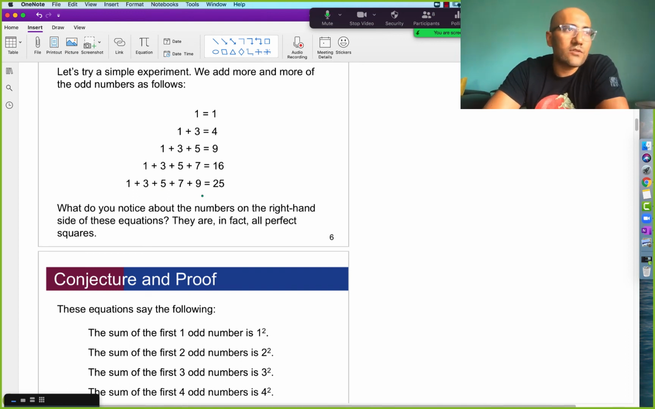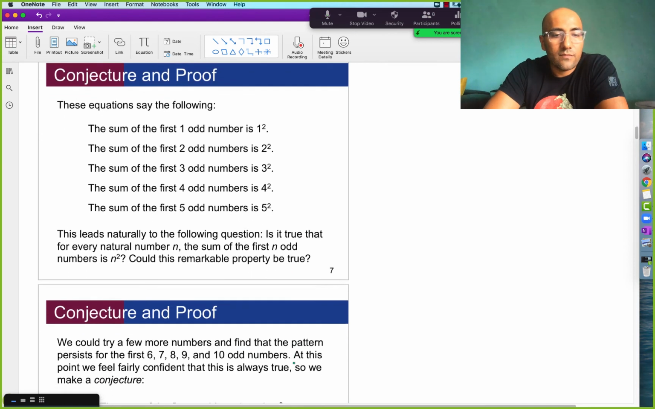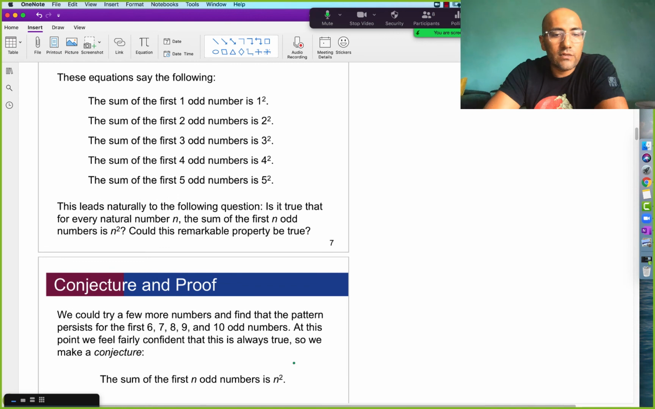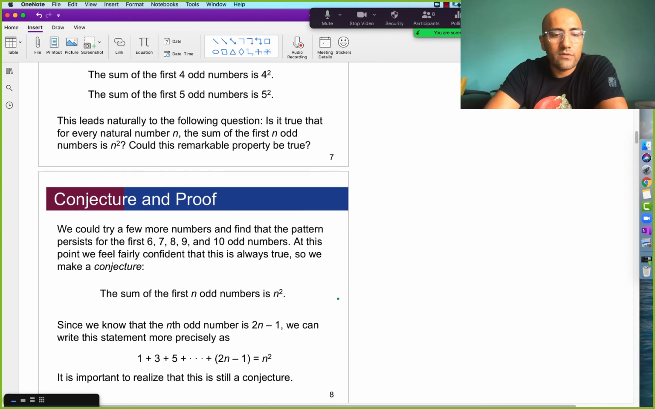Or what if maybe it's just the first 100? What if I add the first 120 odd numbers? Does the pattern continue? How do you prove that this pattern works always? So this leads naturally to the following question: is it true that for every natural number n, the sum of the first n odd numbers is n squared? If I keep going forever, for any choice of the first n odd numbers, it's going to equal n squared. So how do we prove that?